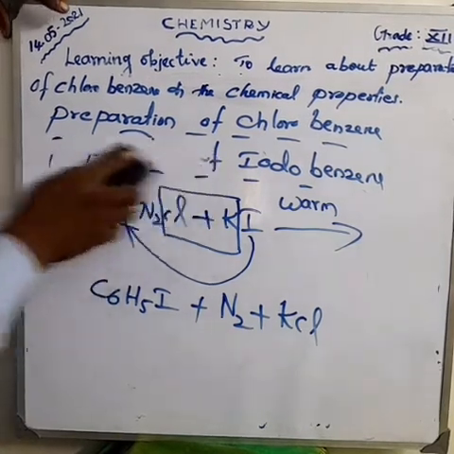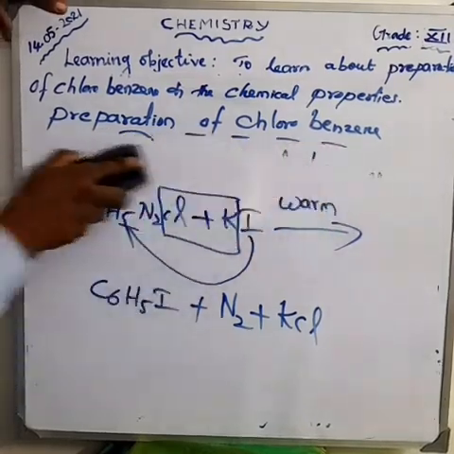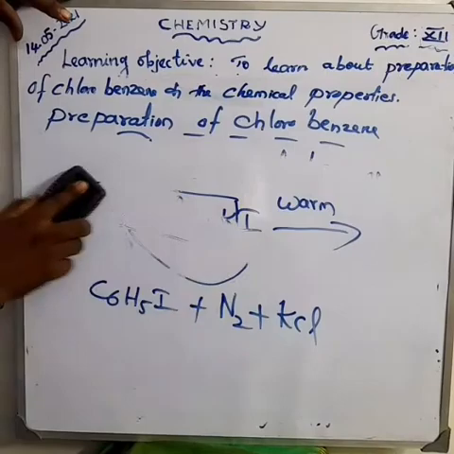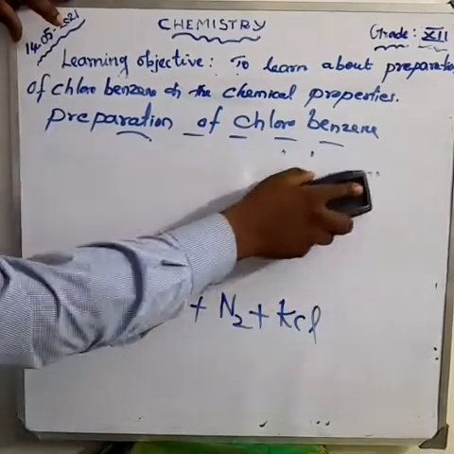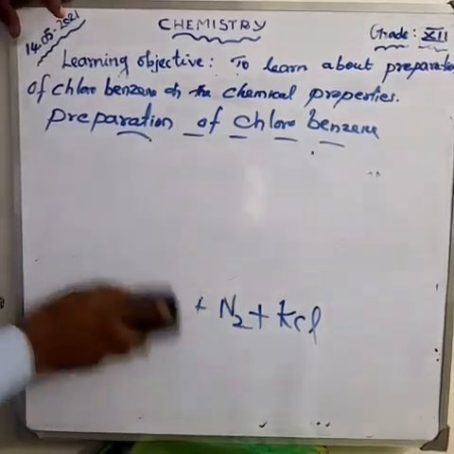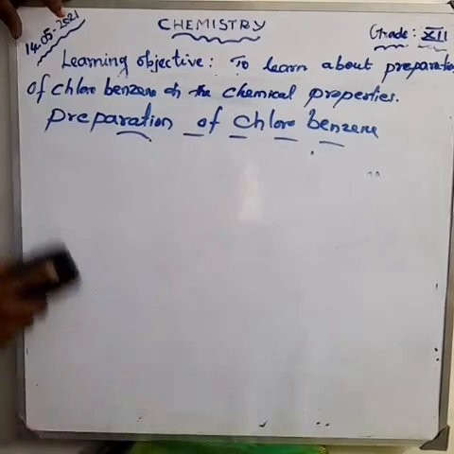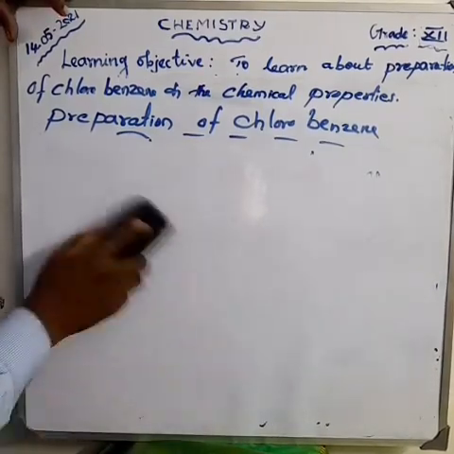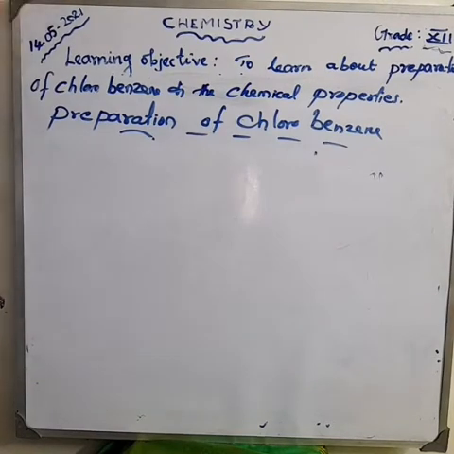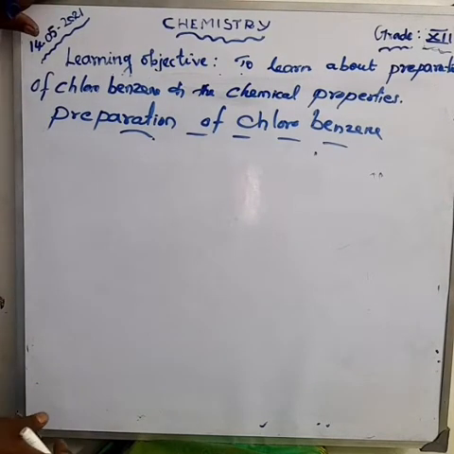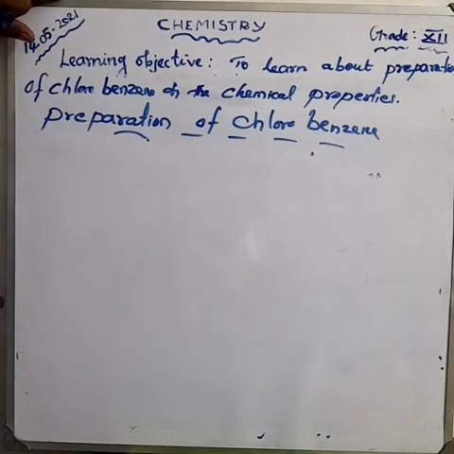Commercial preparation of chlorobenzene. Here we are taking benzene. Benzene reacts with hydrochloric acid in the presence of oxygen, and we take the temperature, 525 Kelvin. We get chlorobenzene in the presence of copper chloride also.